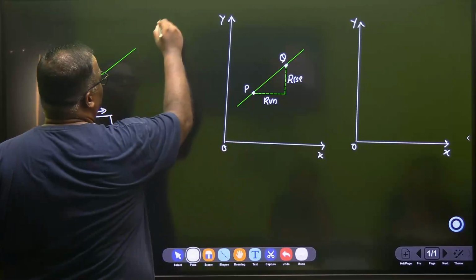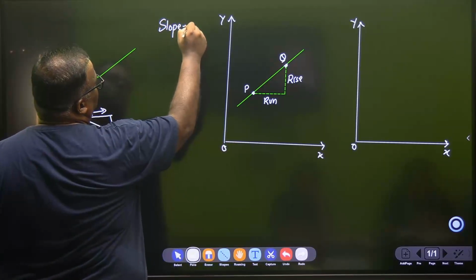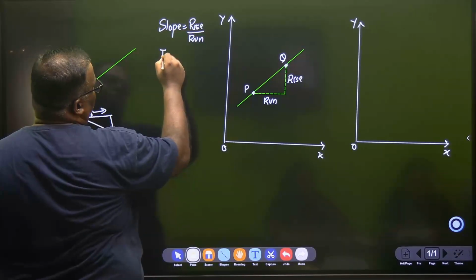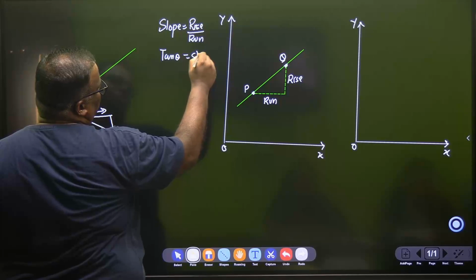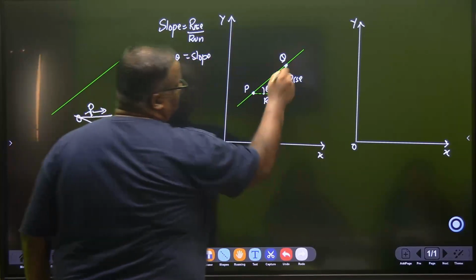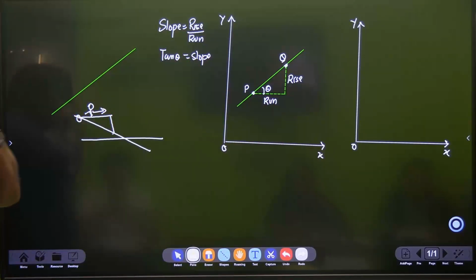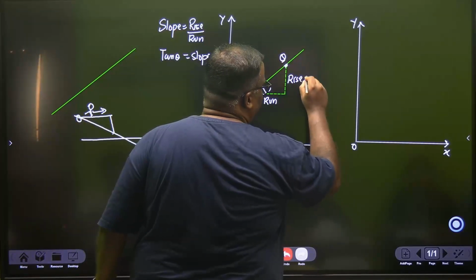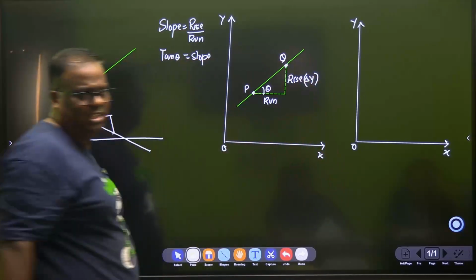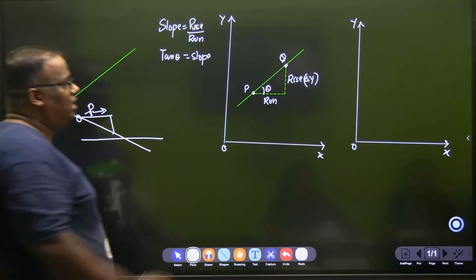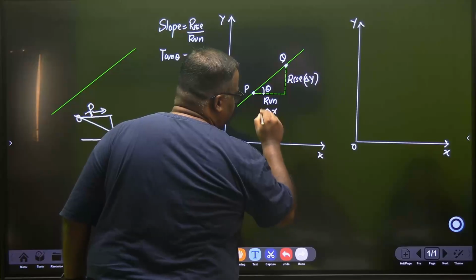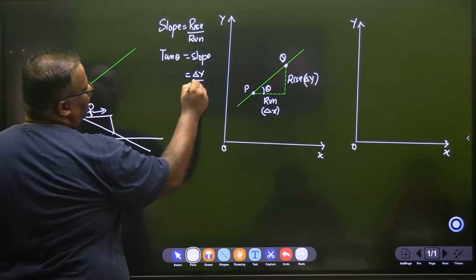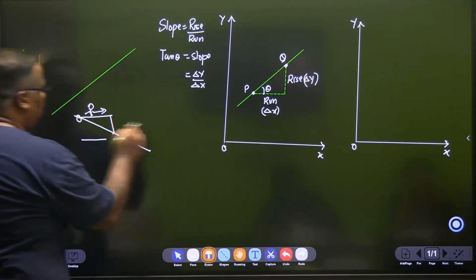So if I go by my grade 9 formula, my slope is rise over run. Since you know trigonometry, can I not say that tan theta is also equal to slope? If this angle is theta, tan of theta is also equal to slope. Understood? This measurement is a measurement of difference on the y-axis. Let me call this delta y. Some delta y this is. Do you agree or not? And this is some delta x. So my slope is also delta y by delta x. Is this clear or not?